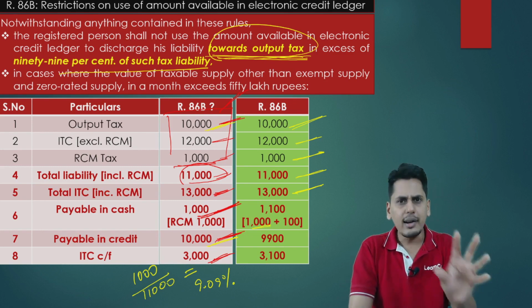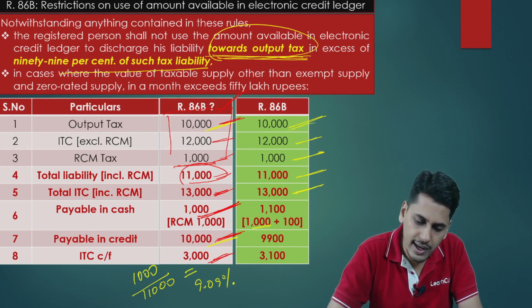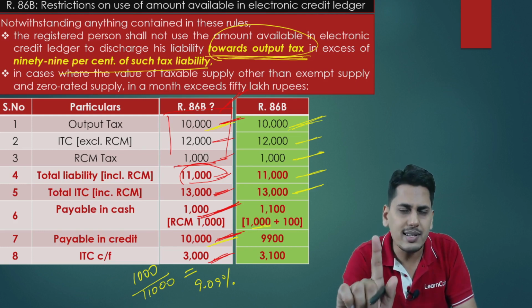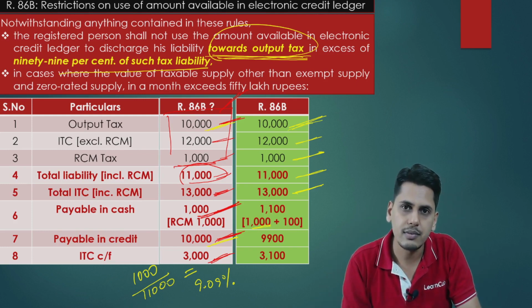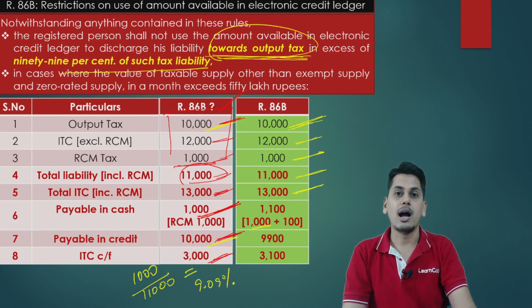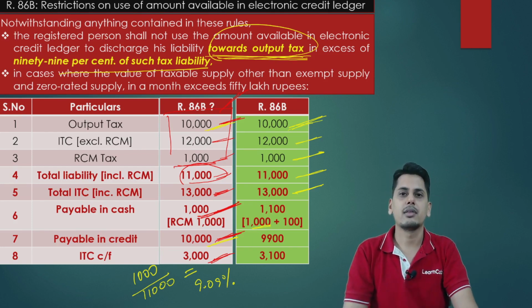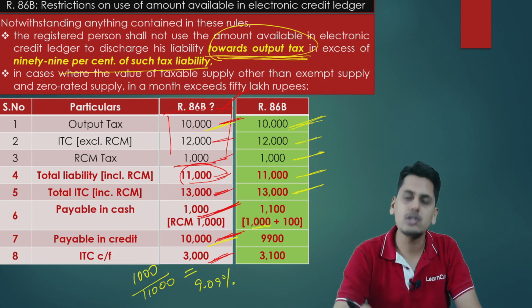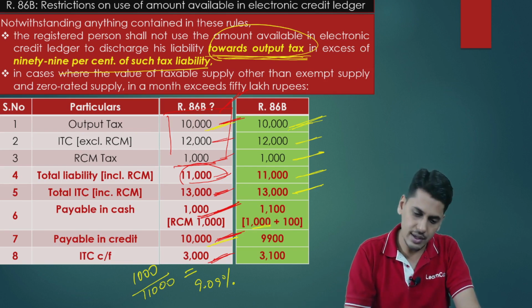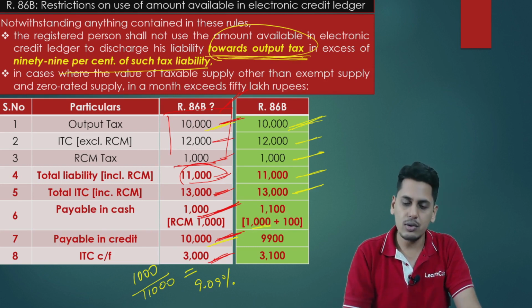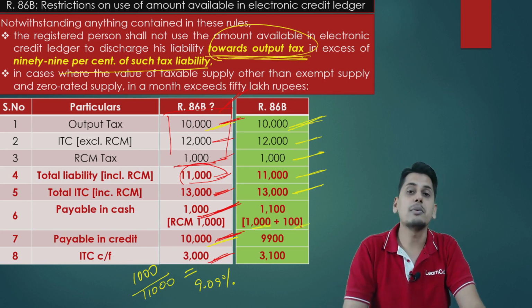Now friends, what is my output tax? My output tax is 10,000. Should I pay at least 1% of this output tax through my cash ledger? The answer is yes. According to 86B, at least 1% of this output tax needs to be paid through cash. So friends, 1% of 10,000 is 100. So how much is payable in cash?